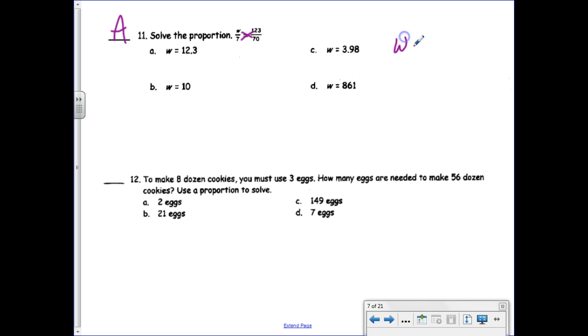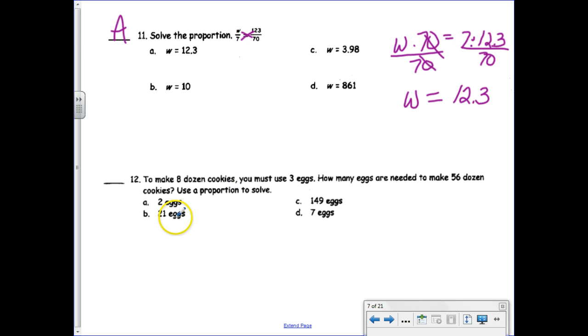And algebraically, this is what I want you to do. W times 70 has to equal 7 times 12 3/10. And then you're going to divide both sides by 70 so that you isolate your variable W. And when you do this, you should get 12 3/10. Show me the work.